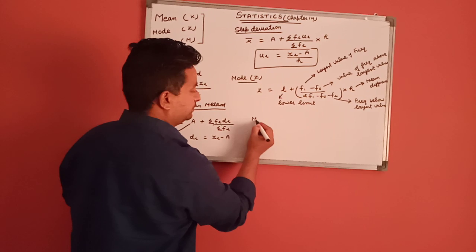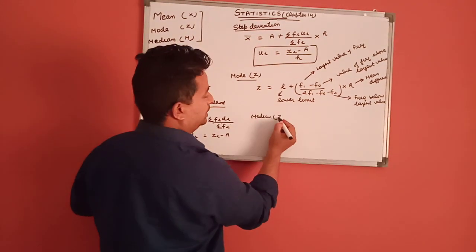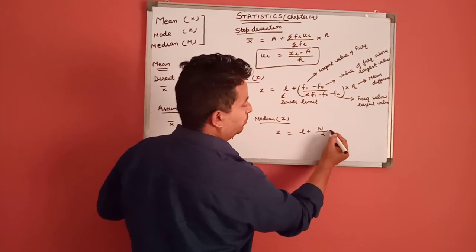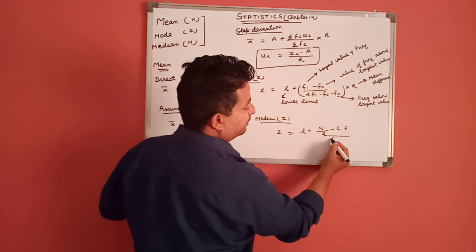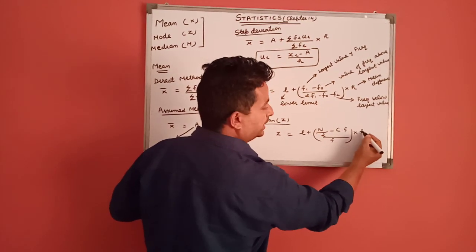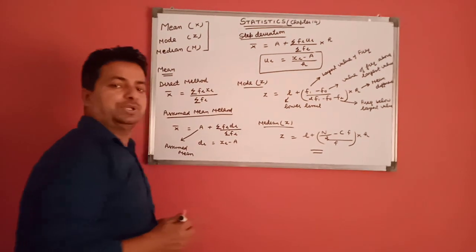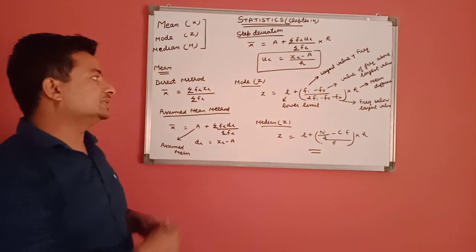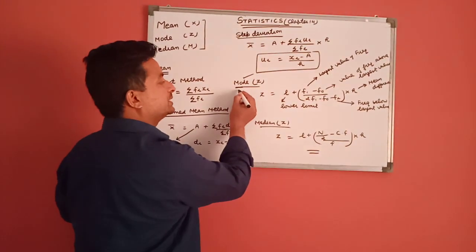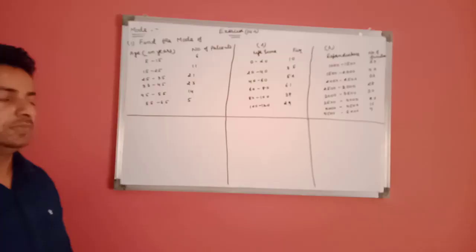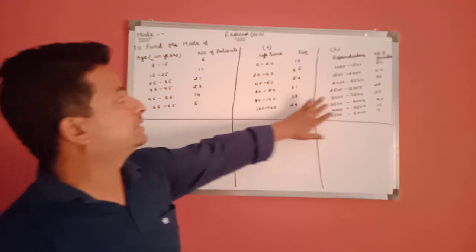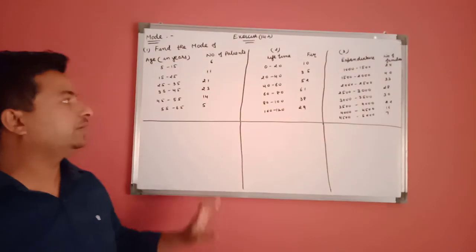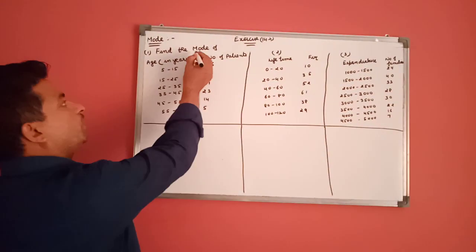In median, M is equal to L plus n upon 2 minus CF, where CF is called cumulative frequency. We discuss this in the last exercise of this chapter. First we discuss mode. This is the first discussion of this chapter. These are the first 3 questions of exercise 14.2. In all these 3 questions we are required to find the mode.